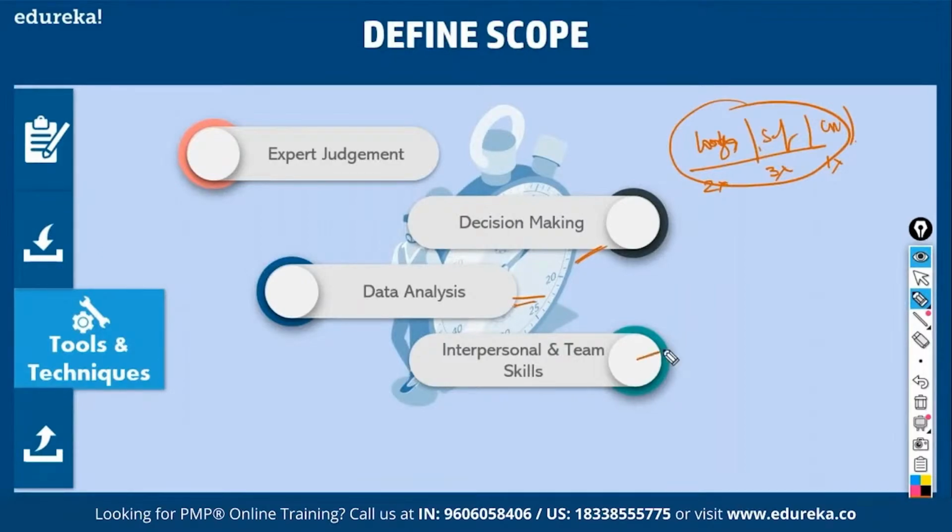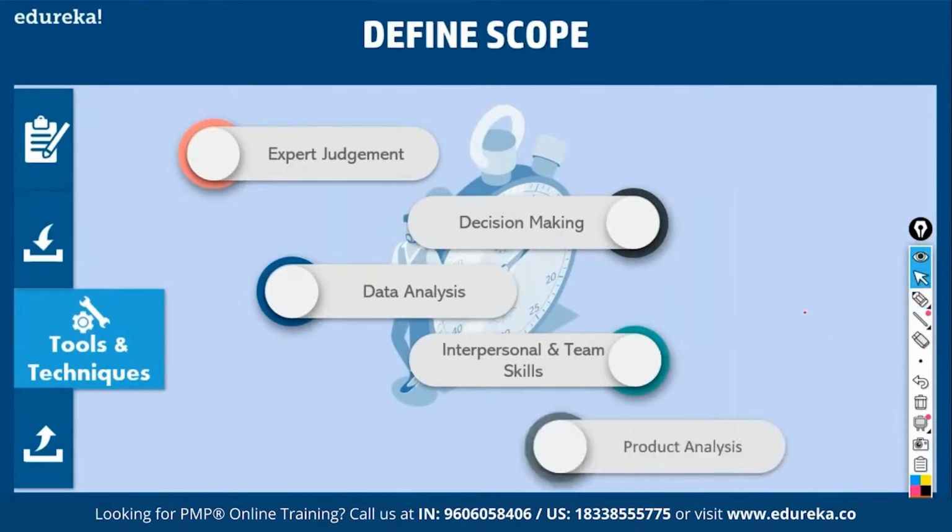Then interpersonal team skills. A lot of times while defining scope, you'll be meeting with cross-functional experts: people from design teams, technology teams, business teams, operations teams, marketing teams. You need to make sure all of them come to an agreement on all the product-based decisions. So as a project manager, you need to have a lot of facilitation skills, soft skills. Then product analysis.